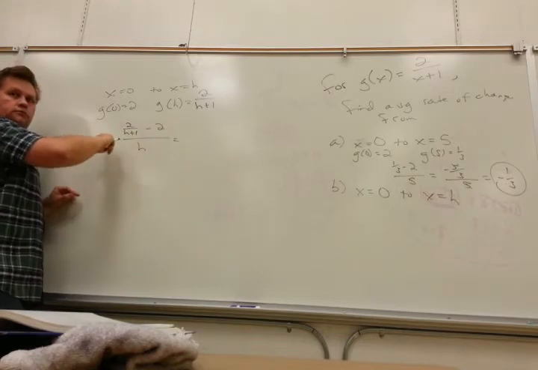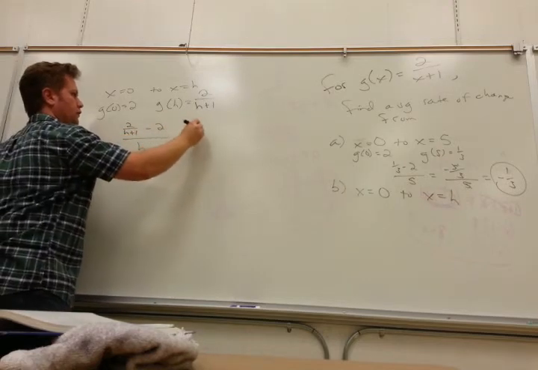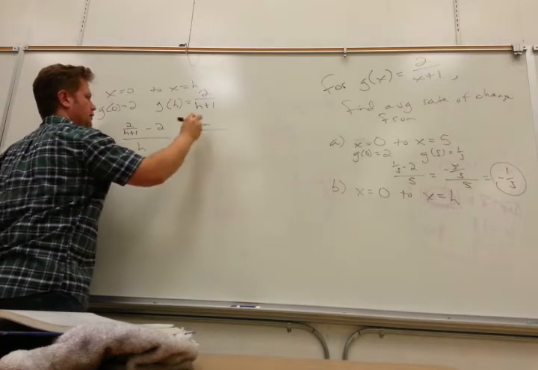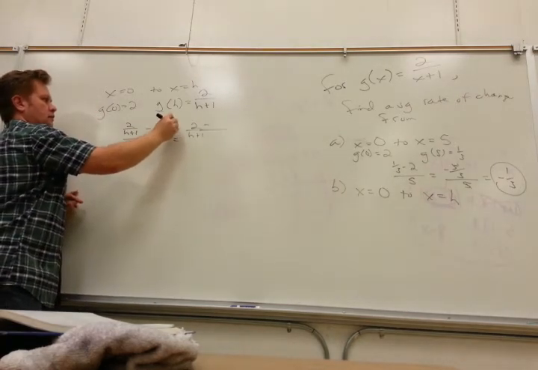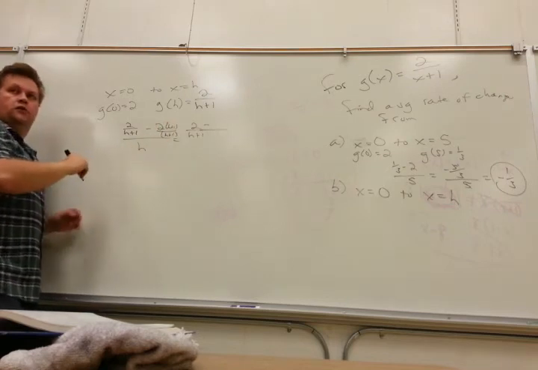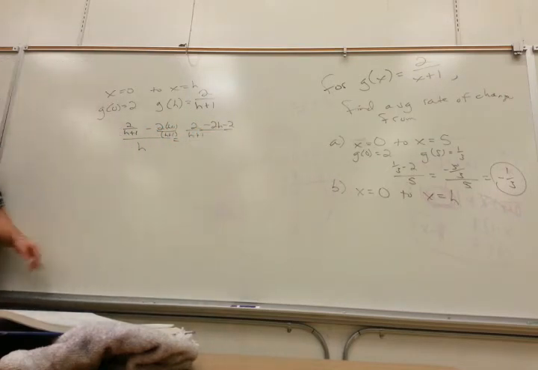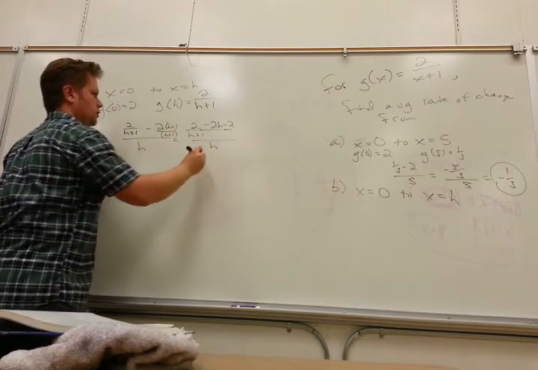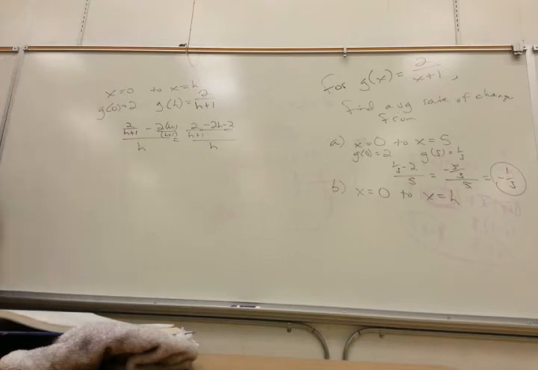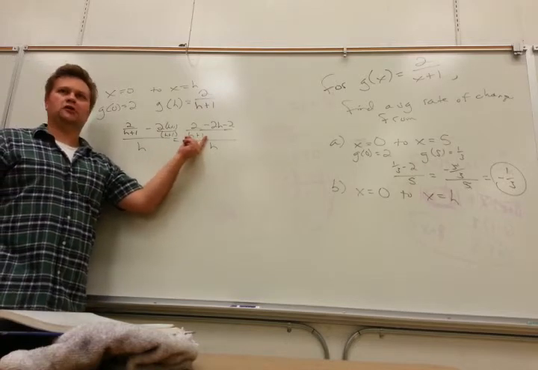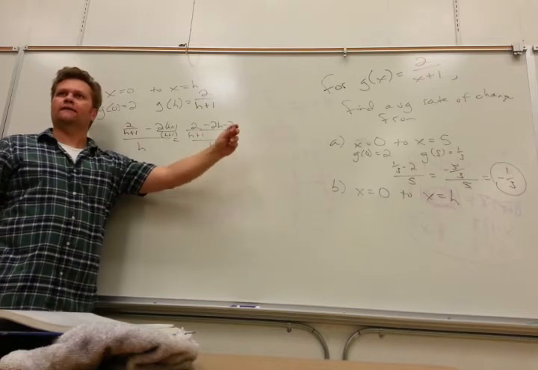What do I have to do up here? LCD, so 2 over h plus 1 minus 2, this needs h plus 1, right? So you get minus twice h minus 2, all over h. Is that all right? I know it's a little crooked. Just give me a break. I made it a little bigger there.